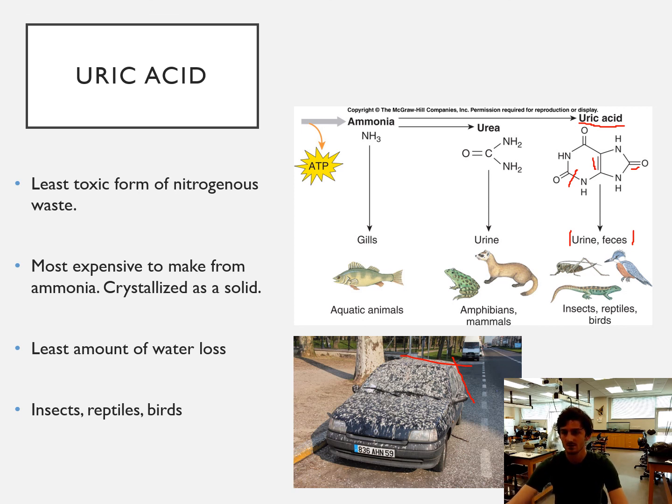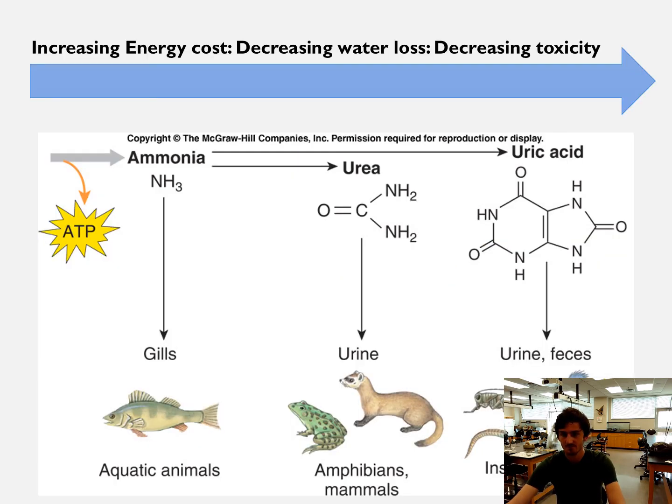Some terrestrial mammals that live in deserts, I believe, also create uric acid instead of urea. I think it's like the kangaroo rat and some other rat in the southwest. So it's an extremely expensive process, but once again, saves water.